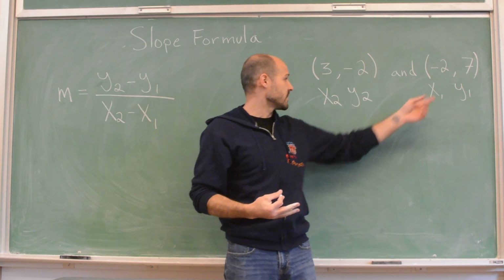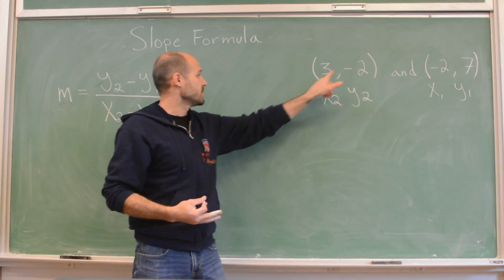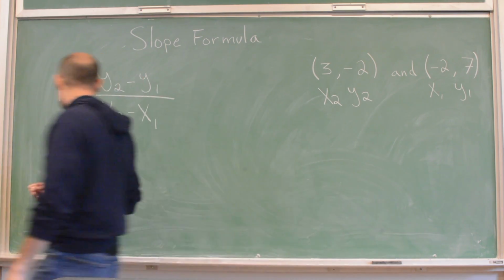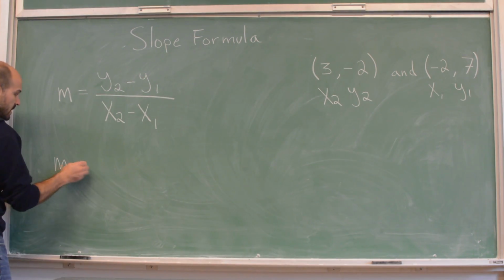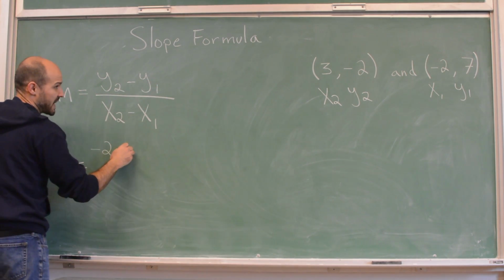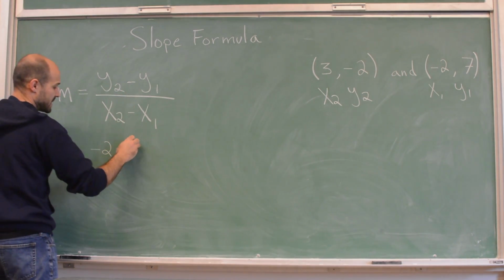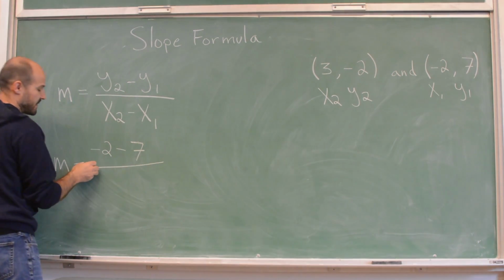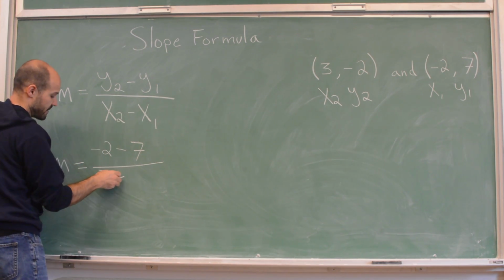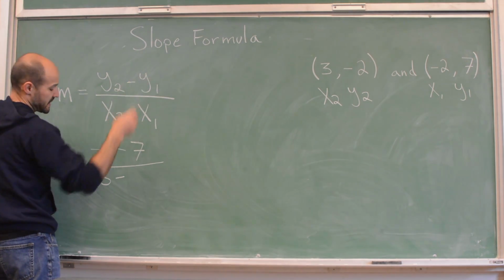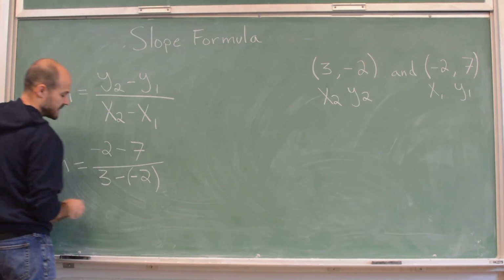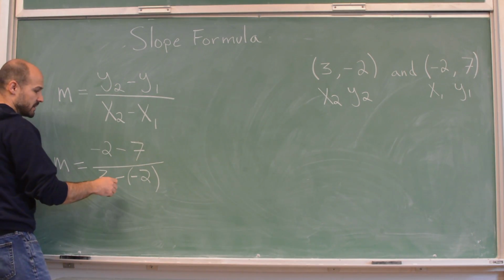Now that we have our values for x1, y1, x2, y2, we're going to plug those values in to our slope formula. y2 is -2 minus y1 is +7. Divide that by x2, that's a value of 3. And from that, I'll be subtracting x1, which is a negative value of -2. I'm going to use my parentheses there so I can see that I'm subtracting a negative value.